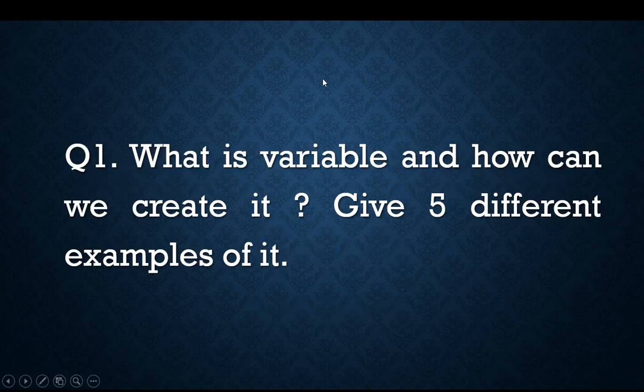The first question is, what is a variable? You have to define it. Okay, and then how can you create it, how can you declare it, and what are the different types of variable declarations you can do in C# or Java. You have to provide 5 examples at least. Okay, that's the first question.